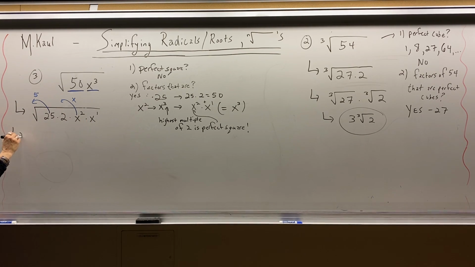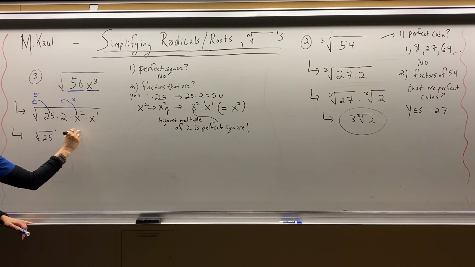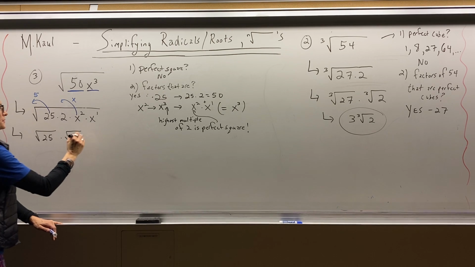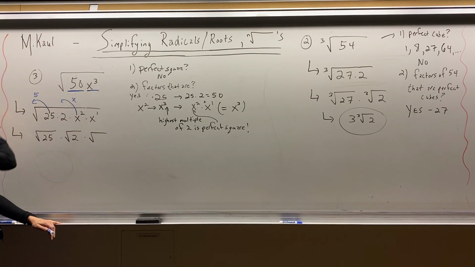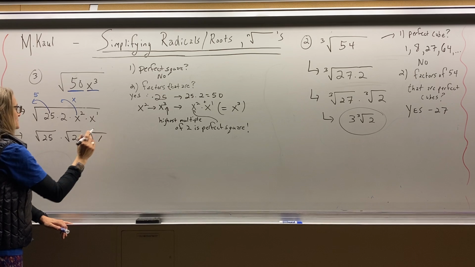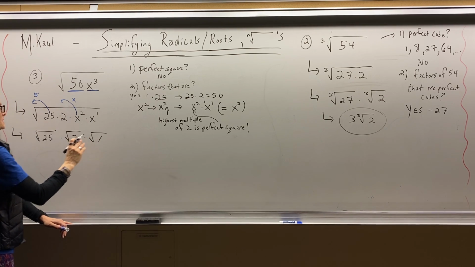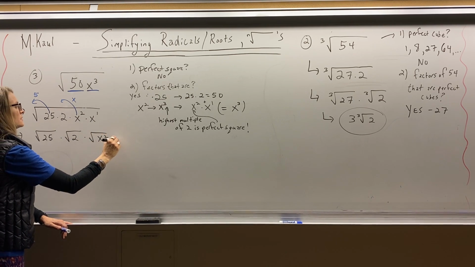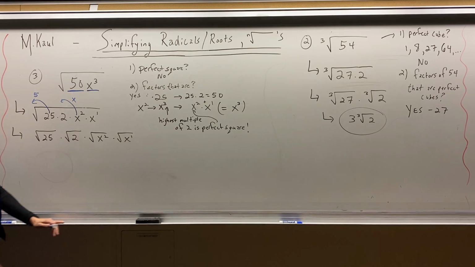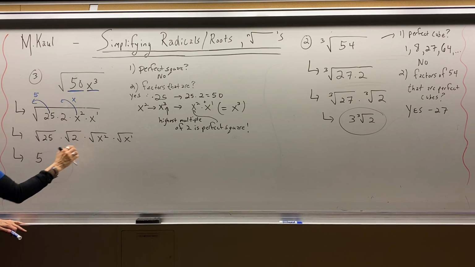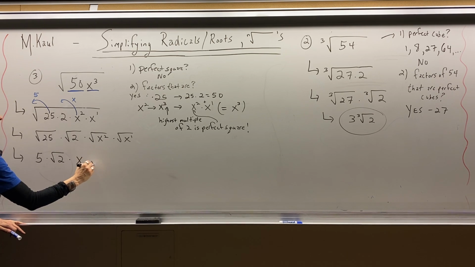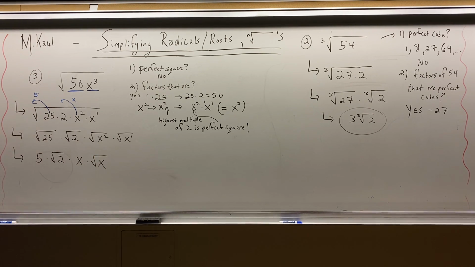So going to the next step, I'm actually just going to rewrite this using the property. Once you get a good handle on this, you could just do what I do, bring it out, once you really understand the properties. So this becomes all of this based on our property. And now what we have is 5 times the square root of 2 times x times the square root of x. And what does this give me?